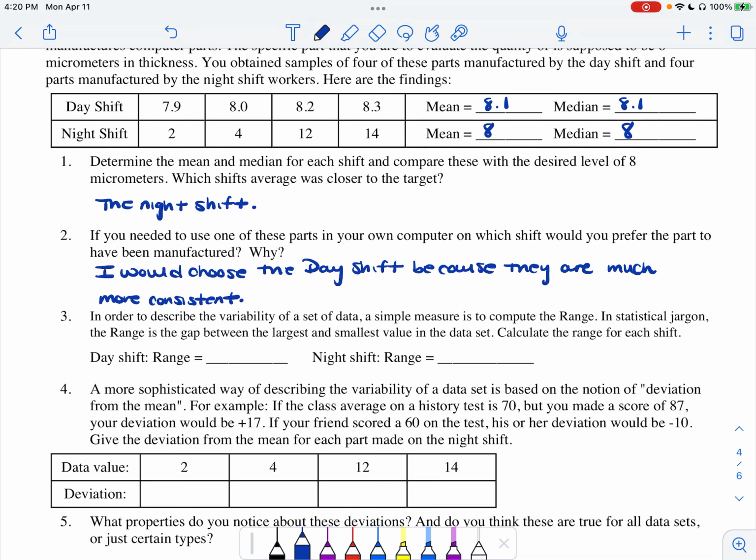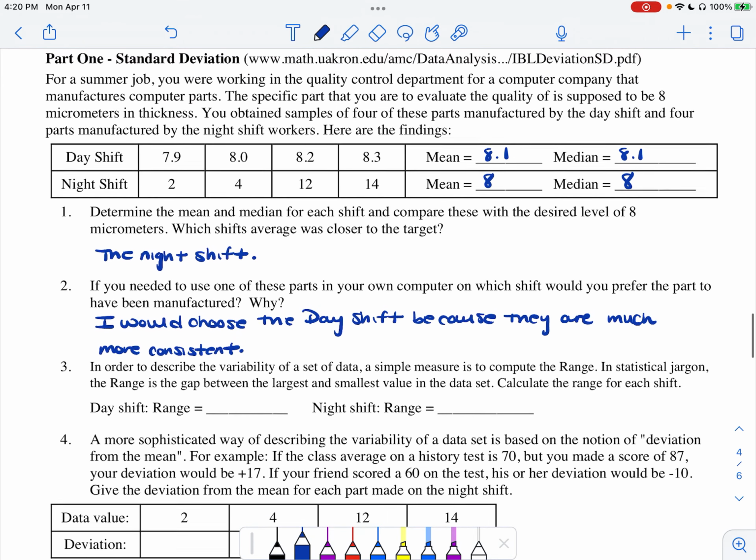Okay, so although the night shift has an average that's closer to the actual goal, that's not the whole story. There's more information that you need to look at in order to figure out which one's actually going to be better, which one's going to be more reliable in this case of looking for computer parts.